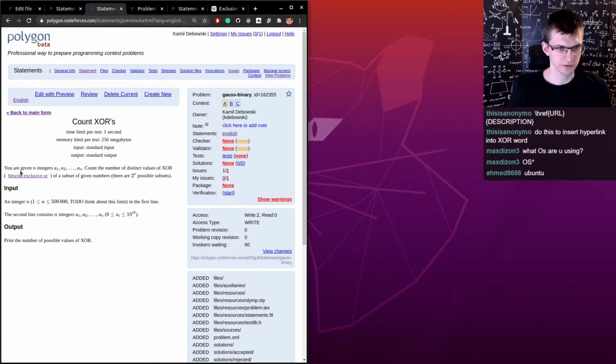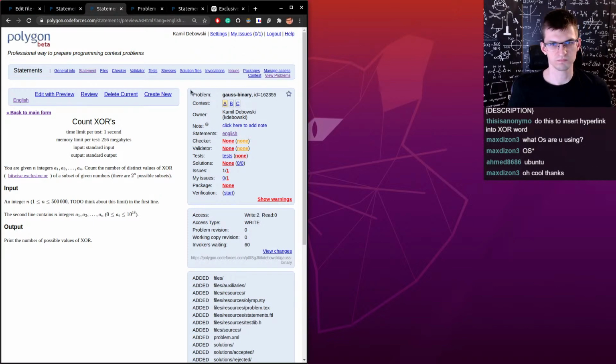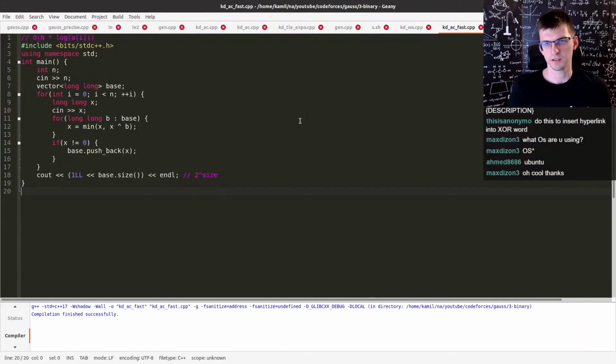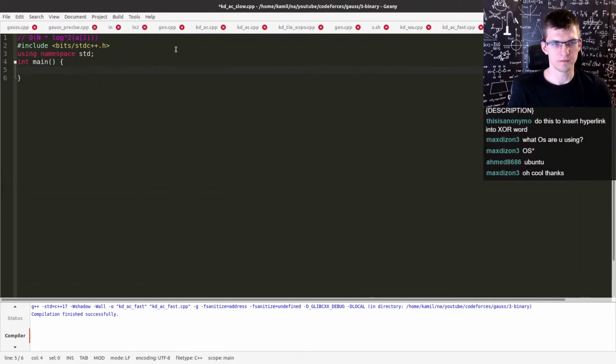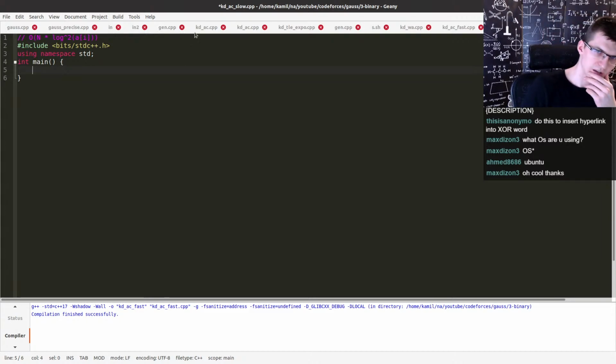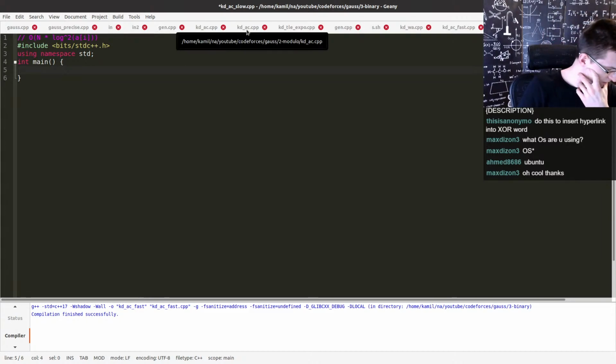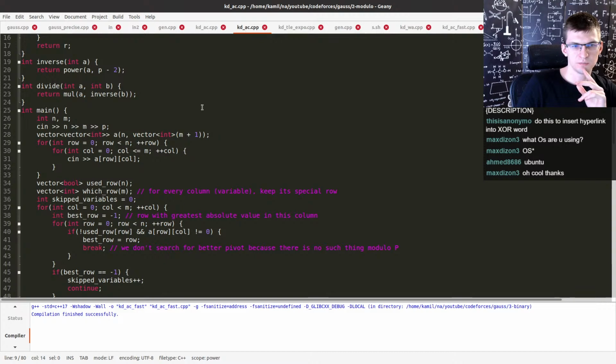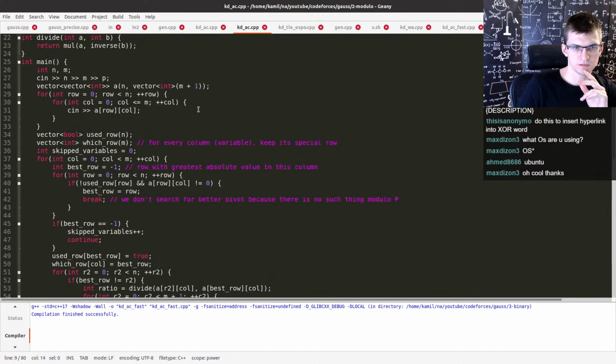Okay, so thank you chat for help with this. I'm not sure if this is the best possible statement, but it's short. Of XOR, bitwise exclusive OR, of a subset of given numbers, in brackets there are 2 to the n possible subsets. Right. So here we just get the solution from previous codes.